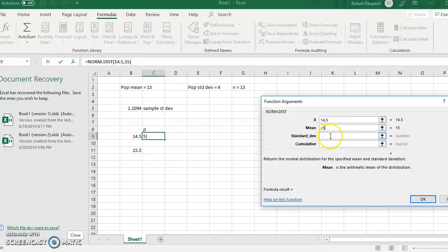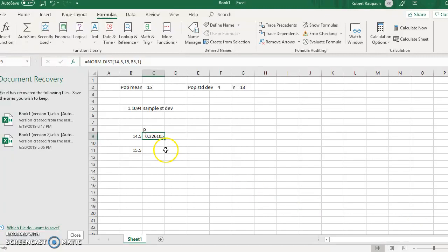And again, do not retype it. Go ahead and grab it. It's going to plop in right there. See how this one says 1.1094, but it calculates, you don't want any rounding errors. So make sure you grab it as opposed to typing that in. And then for the cumulative, always type in 1. Okay, so there's 0.3. That's the answer for the p-value for 14 and a half.